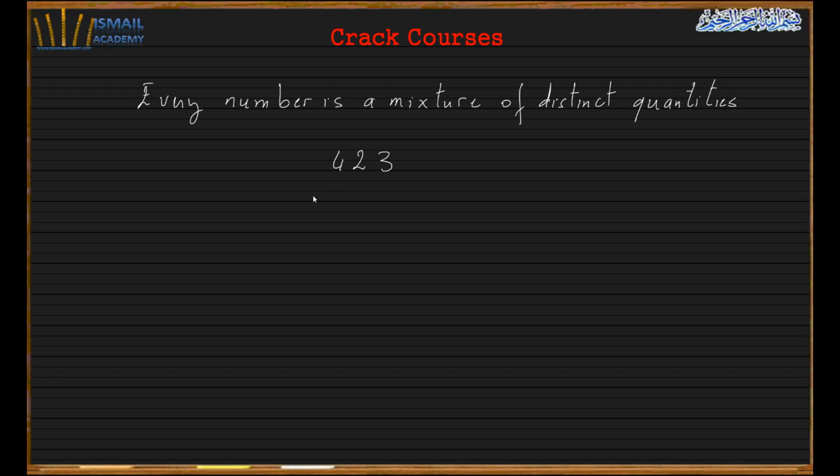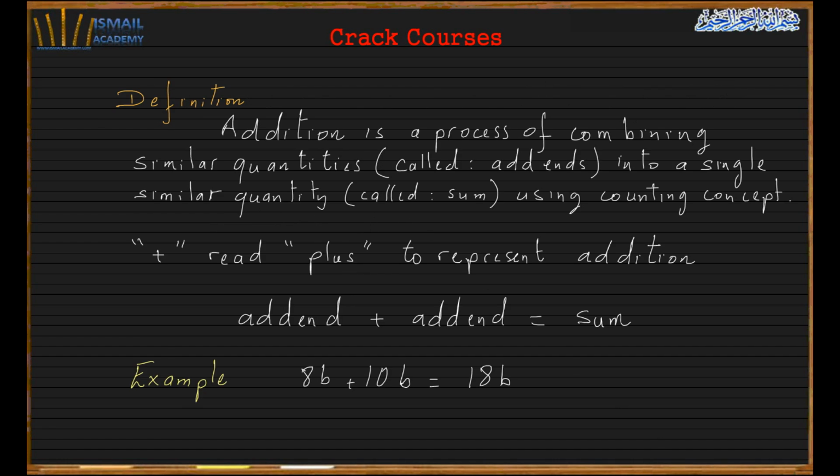Now if I want to add two numbers, let me pick something simple, 53 plus 41 for example. How can I apply the definition in order to get the total? The definition states that addition is a process of combining similar quantities. So I need to combine only similar quantities. Besides that, I cannot do addition.